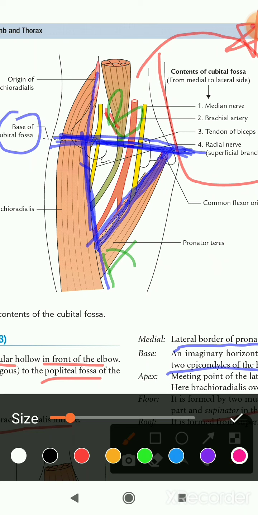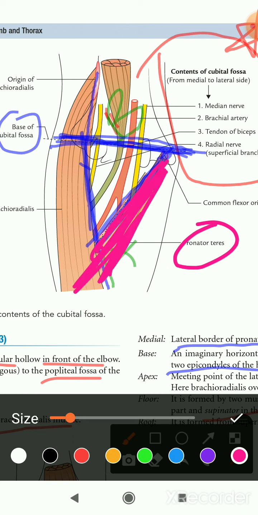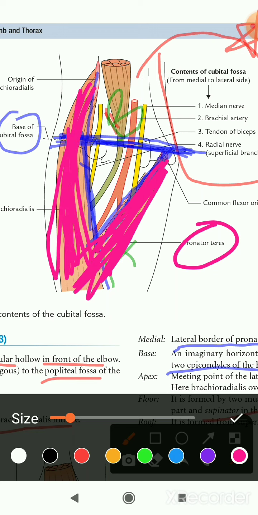So let's see what the boundaries are. At first, medially there is the pronator teres. Okay, so medially there will be the pronator teres muscle, and laterally there is the brachioradialis muscle. So this is the brachioradialis muscle, and the apex is the meeting point of these two muscles.